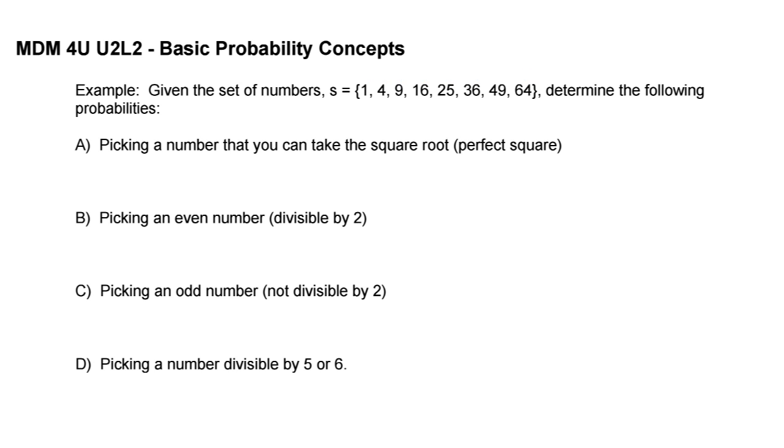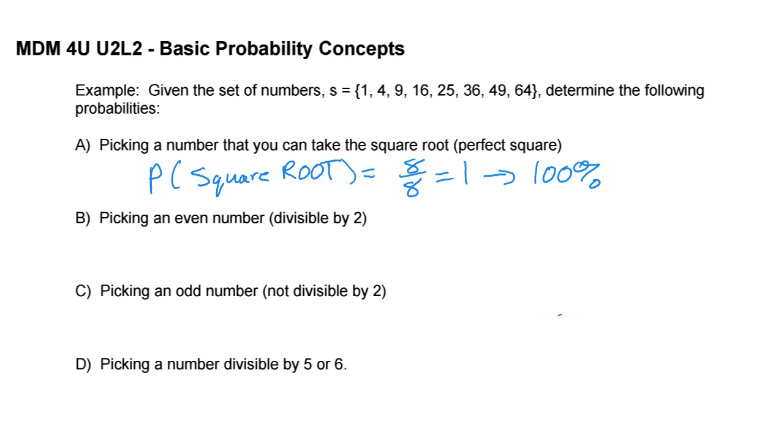So the possibility of a square root. So here's what we would write for this calculation. The possibility of a square root is equal to, well, 8 over 8, which is 1, which really means 100% possibility of that happening. Okay? Now, picking an event, let's take a look at this.